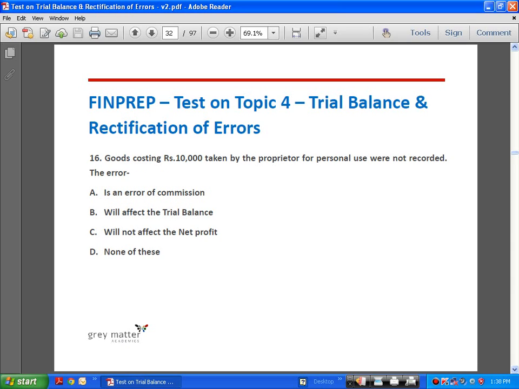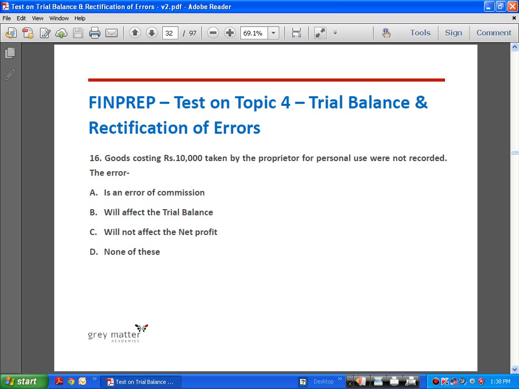Question number 16. Goods costing rupees 10,000 taken by the proprietor for personal use were not recorded. This error is an error of commission. It will affect the trial balance, will not affect the net profit, none of the above.